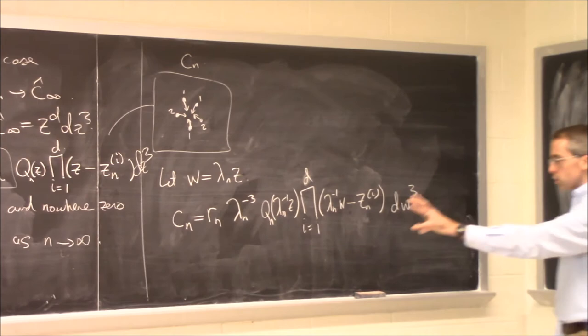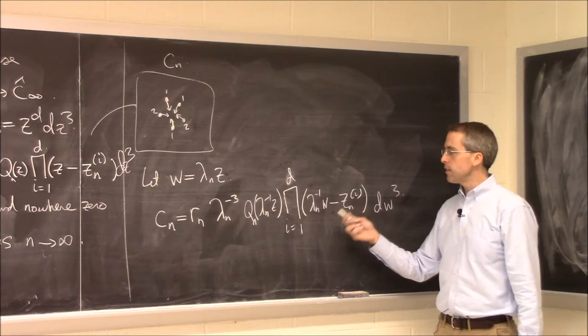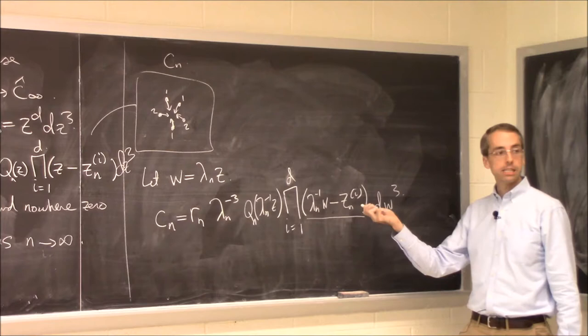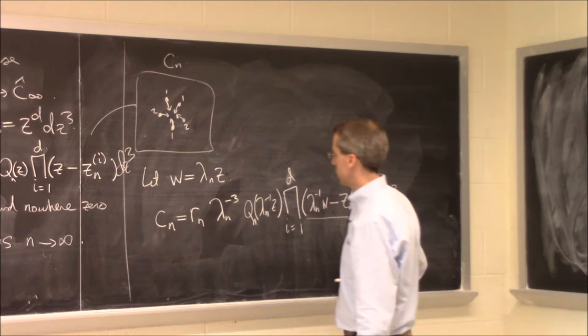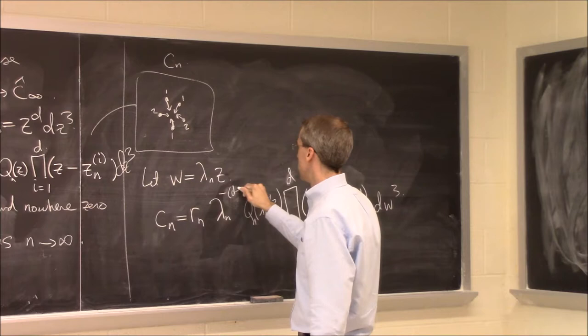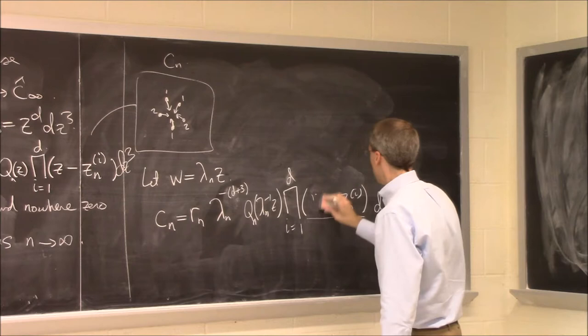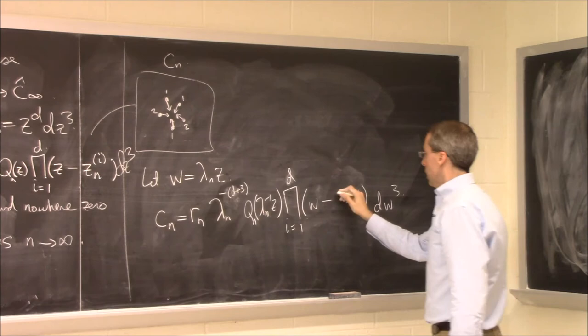If we wanted to do the same thing that worked in the ray case, the analog of having that lambda_n to the minus d would be factoring out lambda_n inverse from each of these d factors. So let's do that. I'm going to just erase rather than rewrite this whole expression. If you factor out lambda_n inverse from all of those, you would get lambda_n to the negative (d plus 3) times this. And now you would get w minus lambda_n times z_n,i.